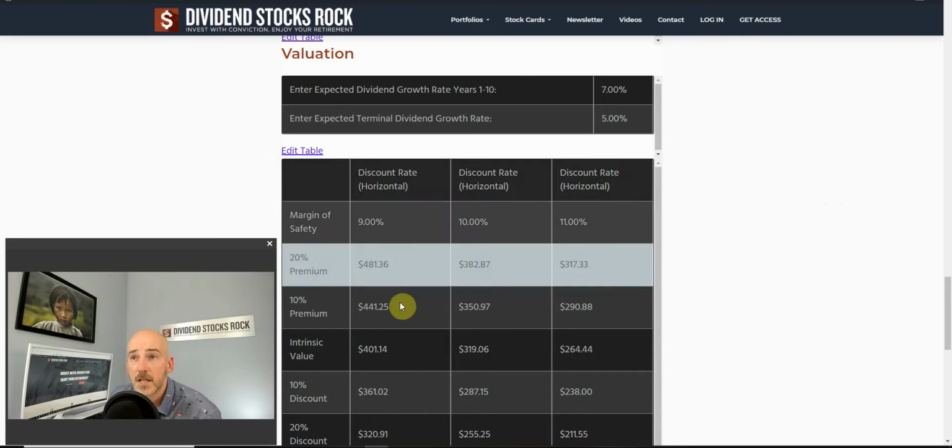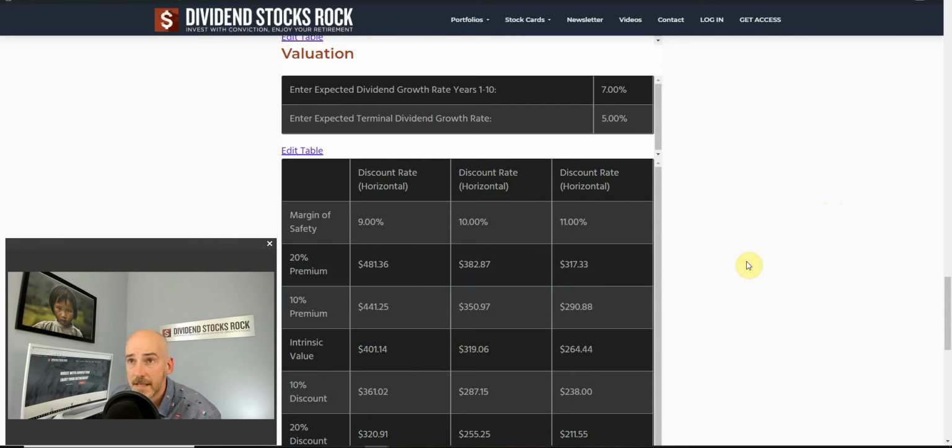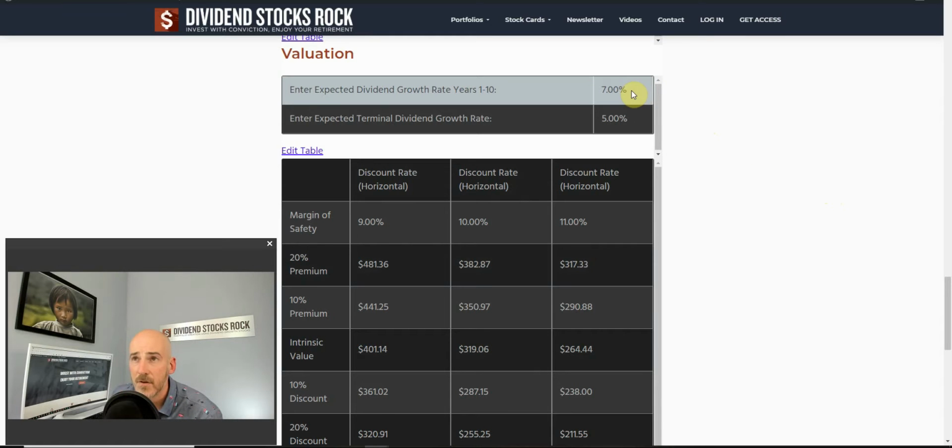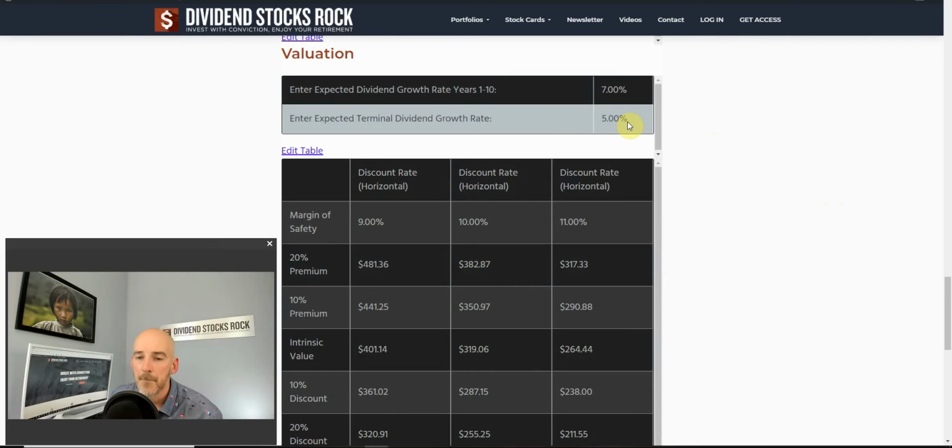The valuation table that you see right here is the dividend discount model. We use a two-step, meaning that we have a first growth rate for the first 10 years, reflecting the current situation of the company. So we use 7% right now. And then we usually select a lower number for the terminal growth rate.